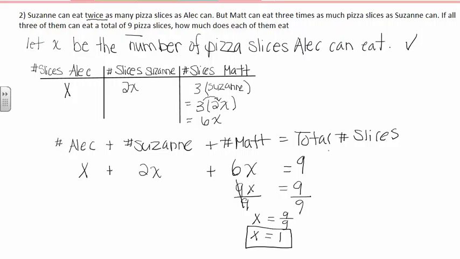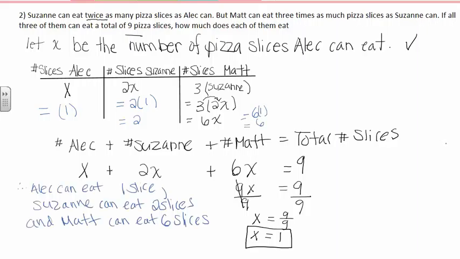Now that we know x is 1, let's actually answer the question. The question is asking, how much does each of them eat? So let's now plug x equals 1 into our table. We know that the number of slices Alec can eat is 1. The number of slices Suzanne can eat is 2 times 1, which is 2. And the number of slices that Matt can eat is 6 times 1, which is 6.